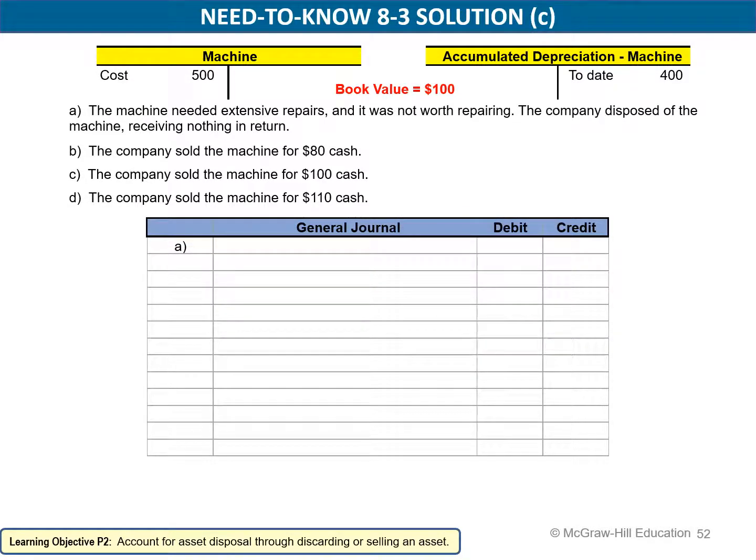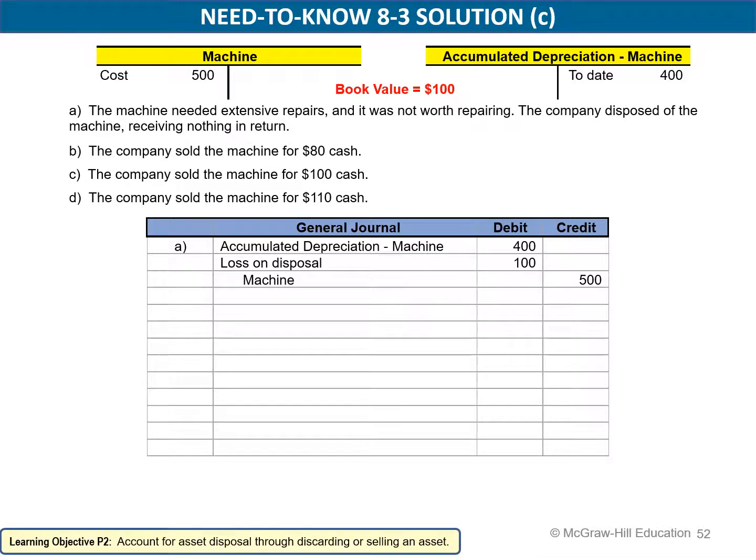All right, so in letter A, it says the machine needed extensive repairs, but it wasn't worth repairing, so the company disposed of the machine and received nothing in return. So in that case, we're going to remove our accumulated depreciation off our books. We're going to debit $400. We're going to remove our machine off of our books with a credit of 500, and we're going to record a loss on disposal.